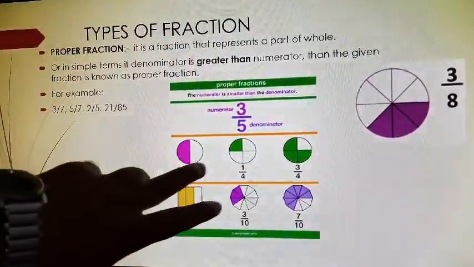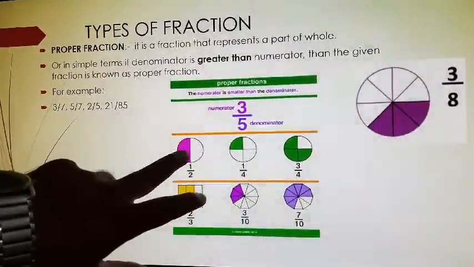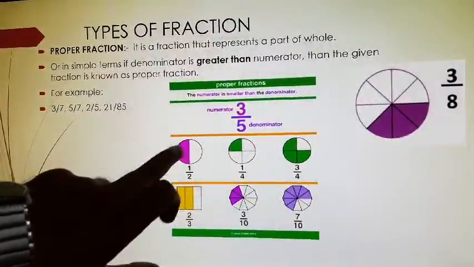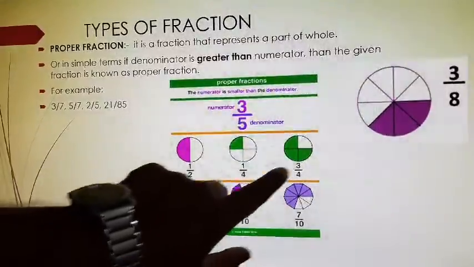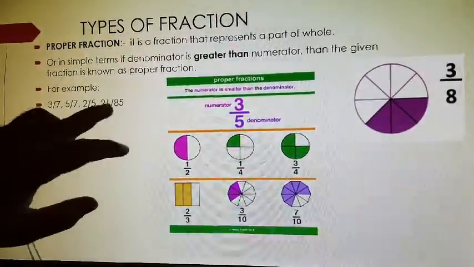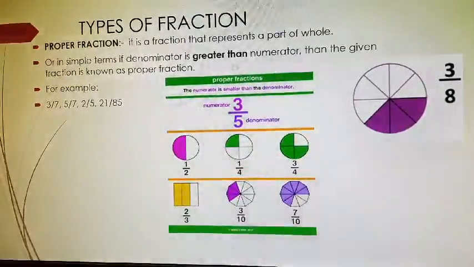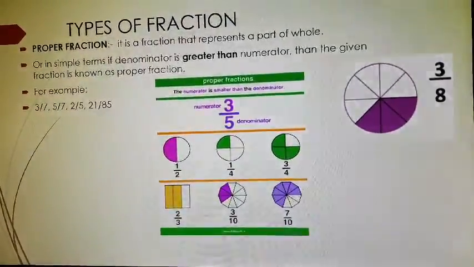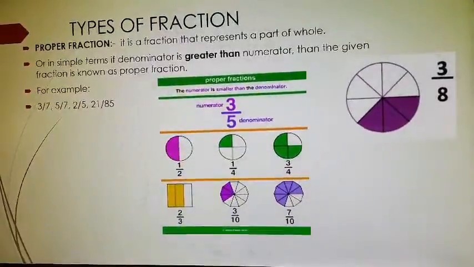Like, there are two parts, one pink and one white, so that circle is divided into a half part. 1 by 4, 3 by 4, 2 by 3, 3 by 10, 7 by 10, 21 by 85, 3 by 8. These all are proper fractions.